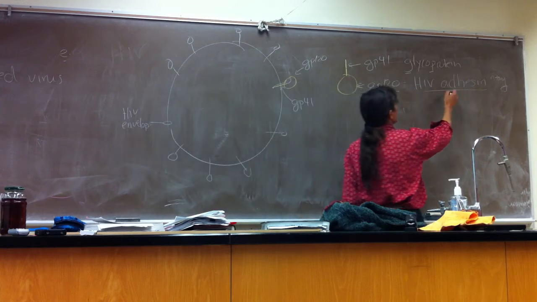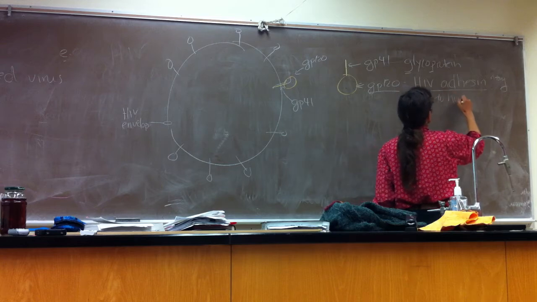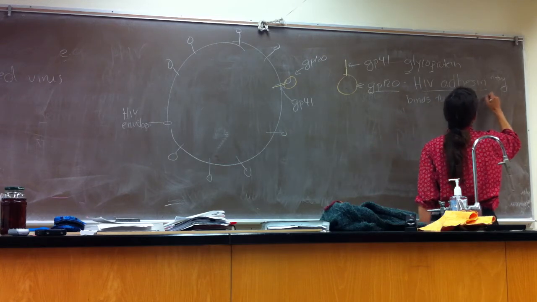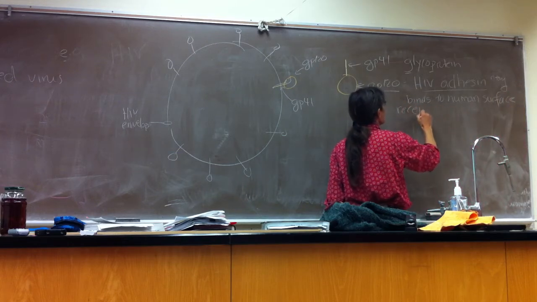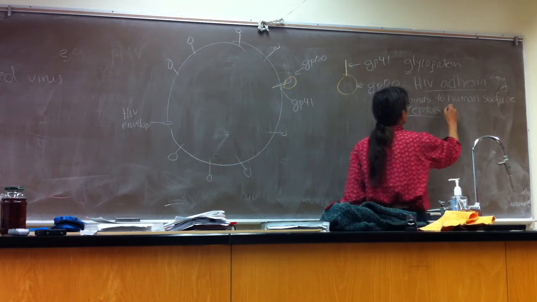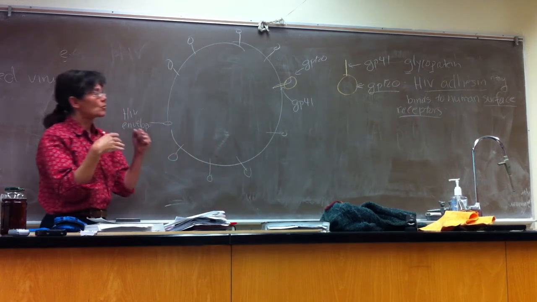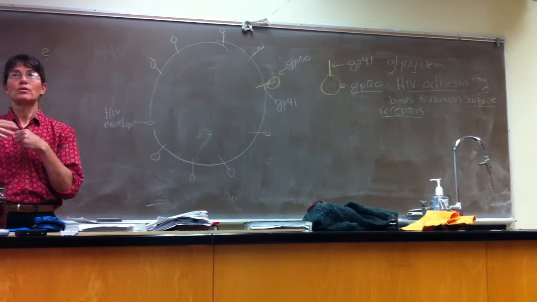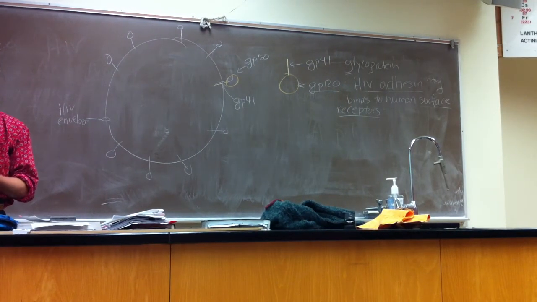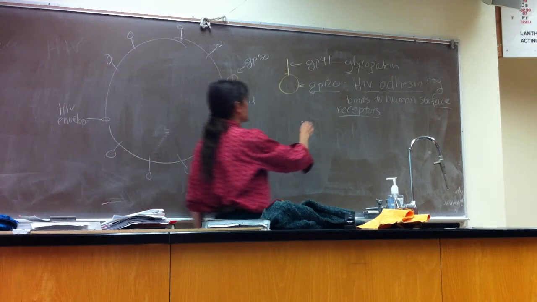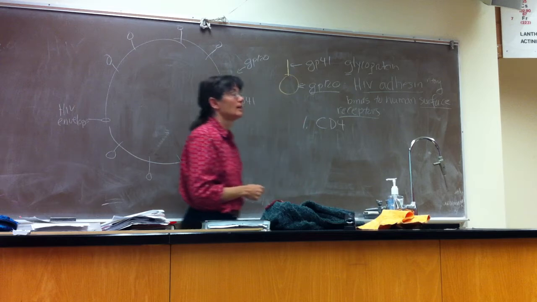The HIV adhesin binds to human surface receptors. And of course, we want to know what those surface receptors are because it will help us understand which cells in our body are going to get infected. We're going to break the surface receptors down into two basic groups, the primary receptor and what we're going to call a co-receptor. The primary receptor is a molecule called CD4.